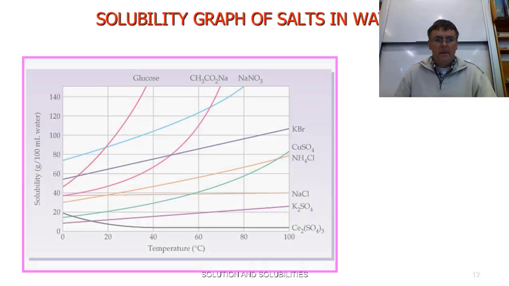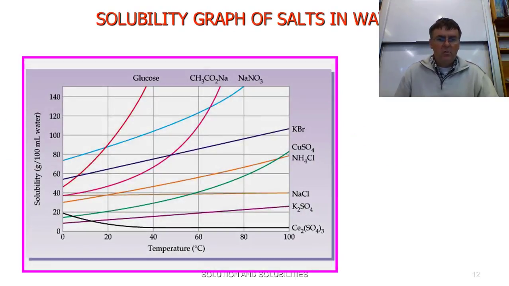For example, here are some common things you dissolve into water. Glucose, yep, we all know we can dissolve more sugar in a hot cup of tea. The intriguing thing here is copper sulfate. It increases as temperature goes up, but not as much as the glucose does.